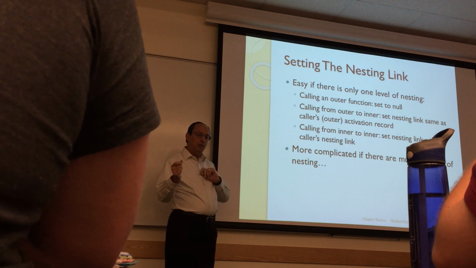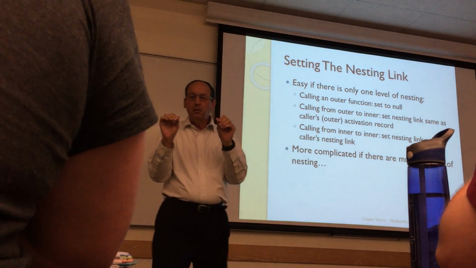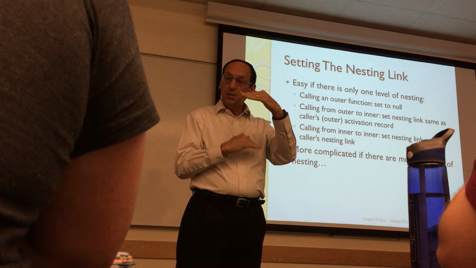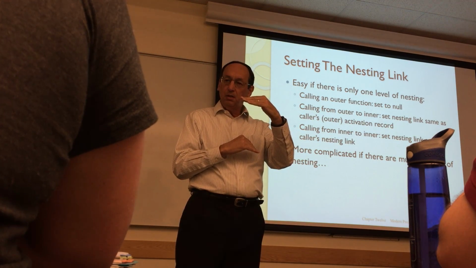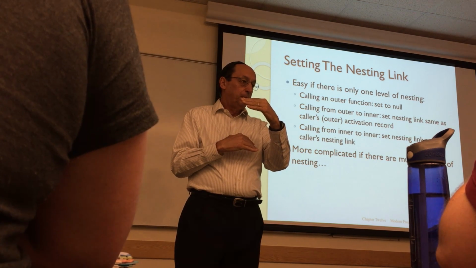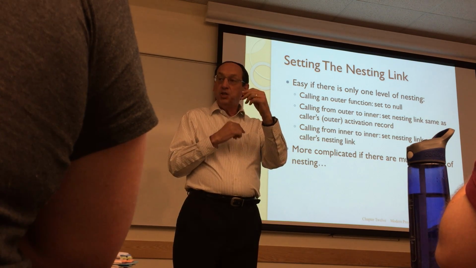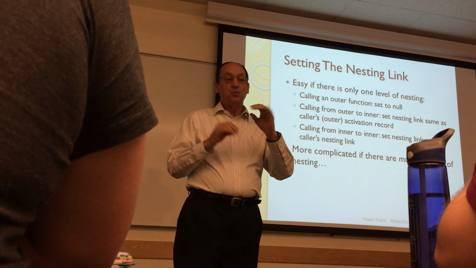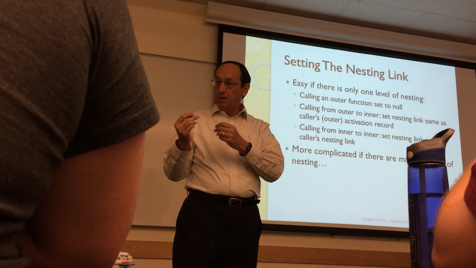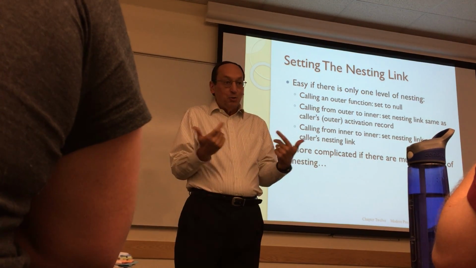And if you're calling from inner to inner, that means you're in the same level. You can only see each other. But if you're siblings, defined in the same containing function, what's your nesting link? It's what? Yeah, you have the same nesting link, exactly. So if you're going to call a sibling function, then the code generated at runtime by the compiler writer needs to set the nesting link to be the same as your nesting link, because you're at the same level.